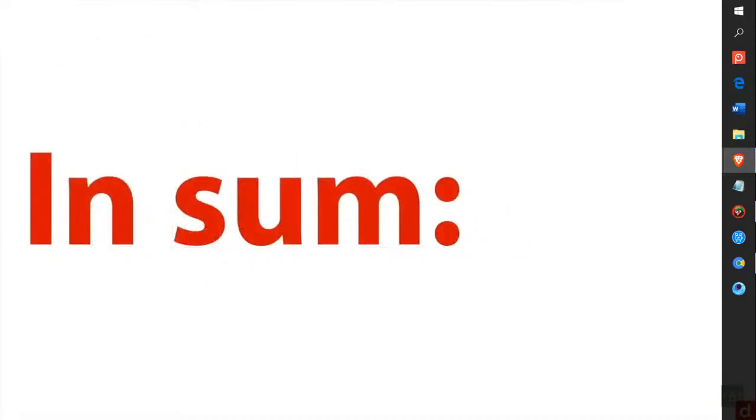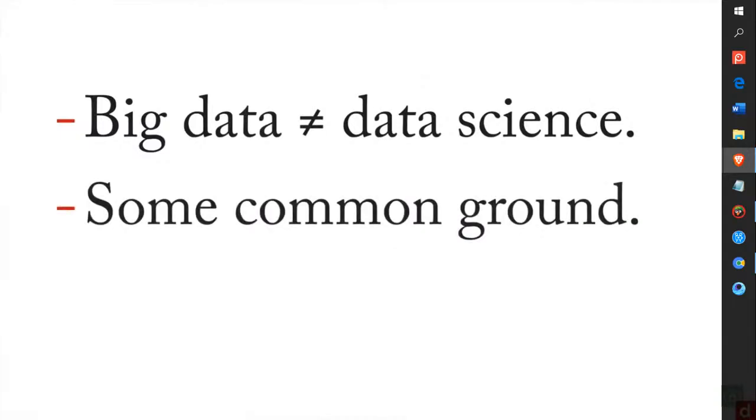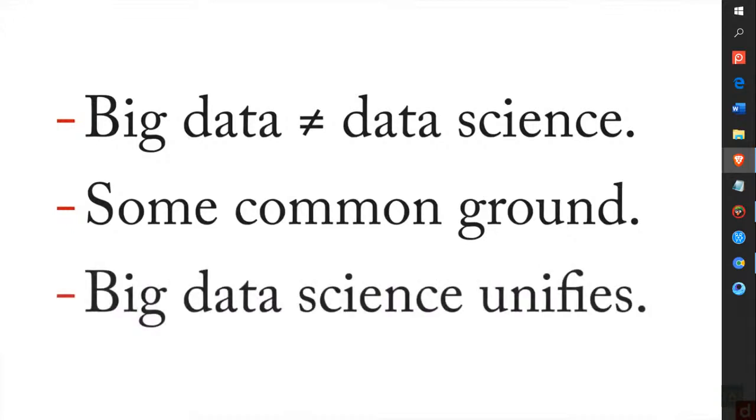So in sum, here's what we get. Big data is not identical to data science. Now, there's common ground, and a lot of people who are good at big data are good at data science and vice versa, but they are conceptually distinct. On the other hand, there is the shared middle ground of big data science that unifies the two separate fields.